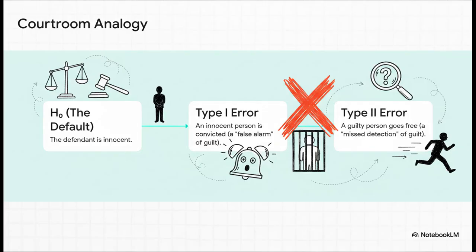The absolute best way to keep these straight is the courtroom analogy. In a trial, the null hypothesis is that the defendant is innocent until proven guilty. So a type 1 error, that's convicting an innocent person, a horrible false alarm. A type 2 error, that's when a guilty person goes free, a misdetection of their guilt.